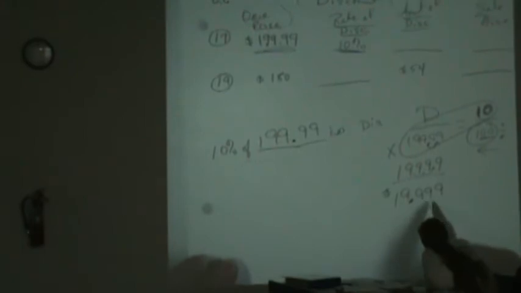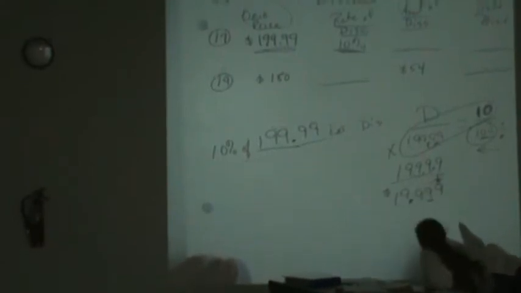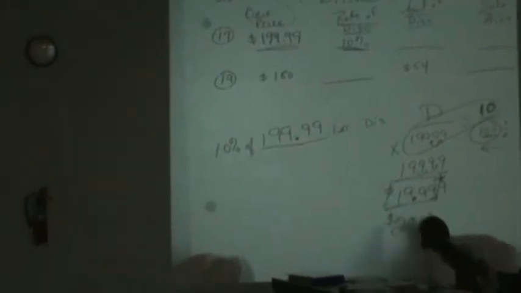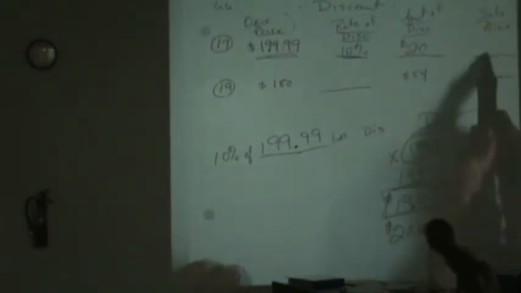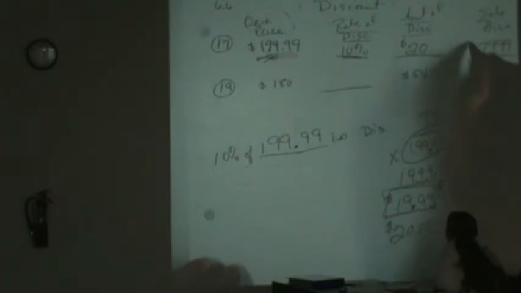So 19.999. Don't we need that to the nearest penny? So because of this, we will add 1. When you add a penny to 19.99, you get $20, don't you? Right. Okay, so we have a $20 discount. So what's the sale price? Subtract 20. Right. 179.99. Figure 180, right?